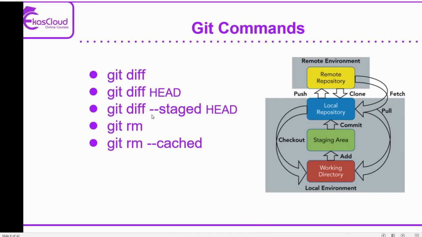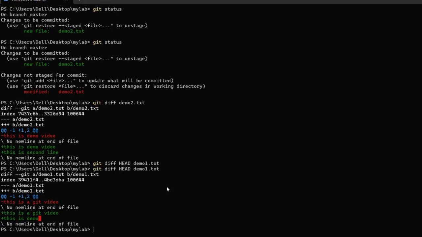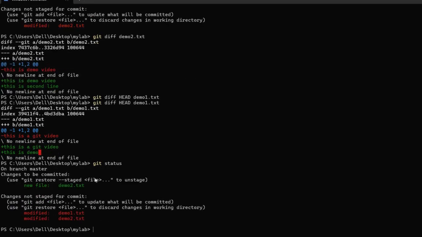Here you can see git diff --staged HEAD. This command helps to compare the file between the staging area and the local repository. I move here. We already have one file in the local repository, demo1.txt. Let's type this command, git status.